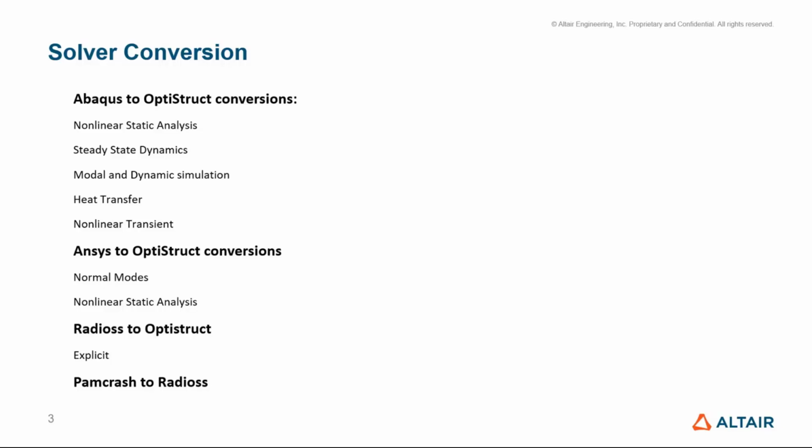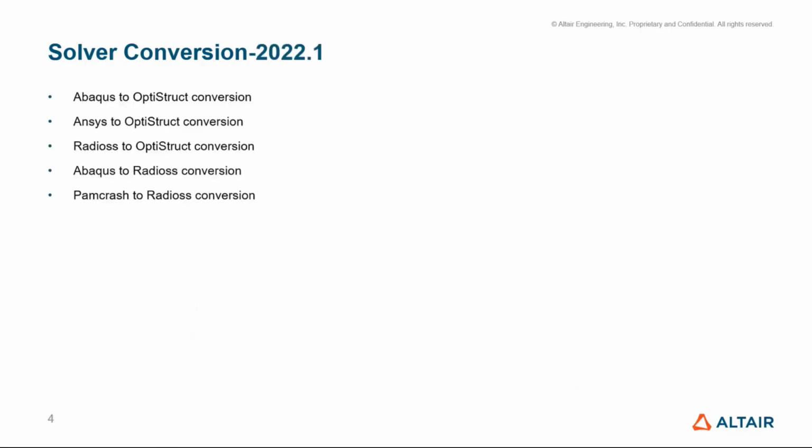For Radioss to OptiStruct, with OptiStruct explicit evolving, this is one area which we are improving in every release. And some enhancements have also been done with PAMCrash to Radioss conversion. So in 2022.1, we have enhancements on these conversions: Abaqus to OptiStruct, Radioss to OptiStruct, ANSYS to OptiStruct, Abaqus to Radioss, and PAM to Radioss. I will briefly cover the major enhancements, and I would request the field to look at the release notes to go over every enhancement done as part of the conversion.